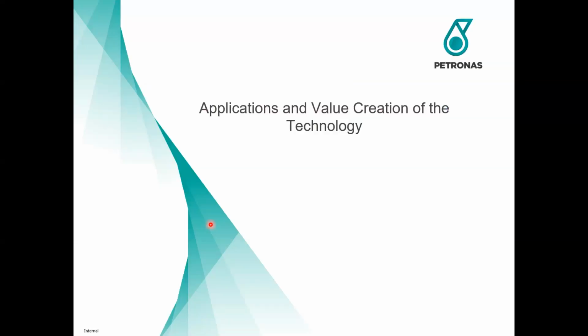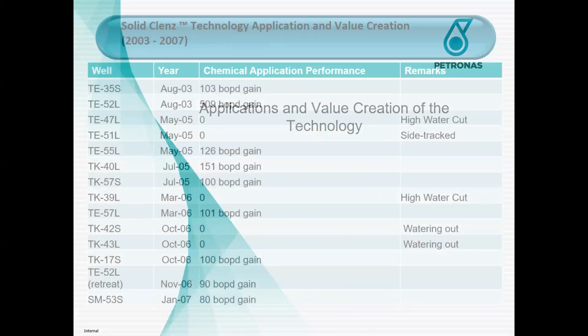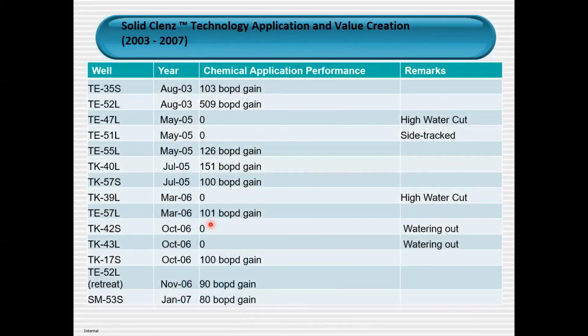Application, this one I'm just going to browse through. Other fields, you can see 103 barrels of gain, 500, 100. Some of them, you see, not everything is rosy that you can have a success. But due to other issues like high water cut, we couldn't go into it. But when we do it in the lab, it can resolve all issues of wax, asphaltene, and scale.